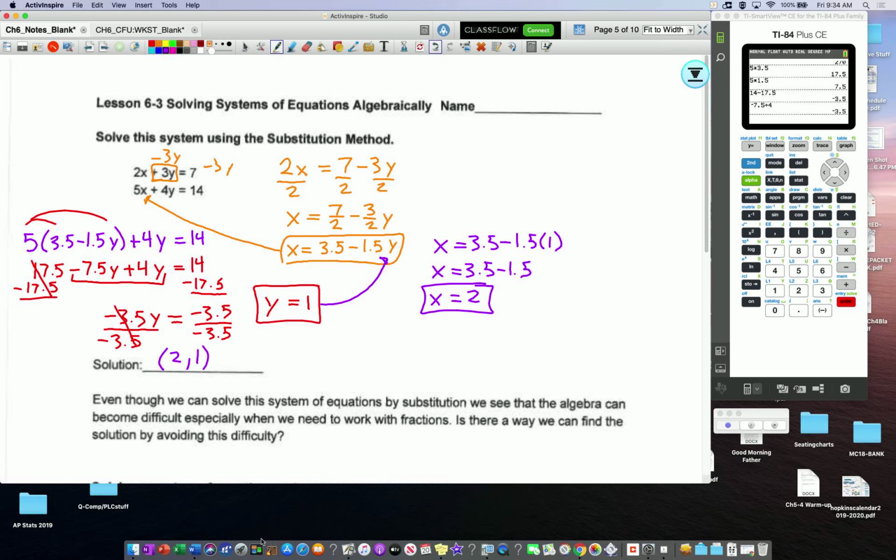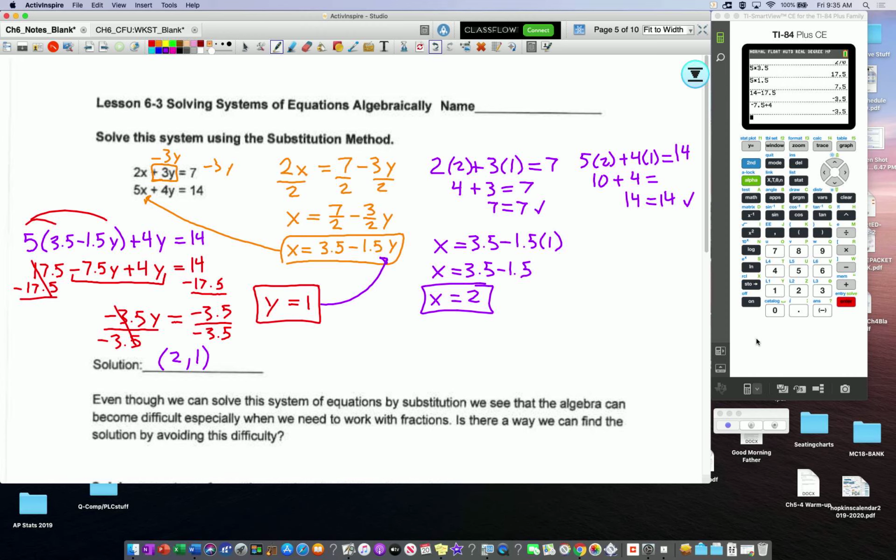All right, double check. I can check. 2 times 2 plus 3 times 1. Does that equal 7? Well, 4 plus 3, that is 7. Check. Do a quick check on the other. 5 times 2 plus 4 times 1. Does that equal 14? Well, 5 times 2 is 10. 4 times 1 is 4. 10 plus 4 is 14. Check. So I know my answer is right.